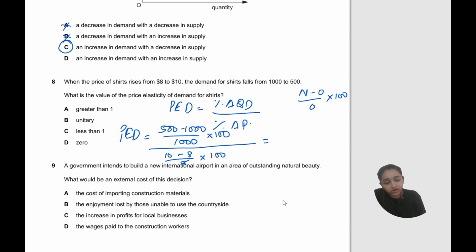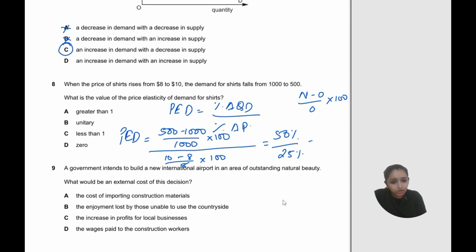So the numerator, when we calculate this, will come to 50%, whereas the denominator will come to around 25%. So your PED is 2, which is greater than 1. So A becomes the answer.